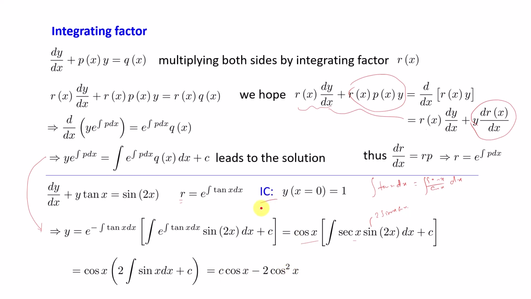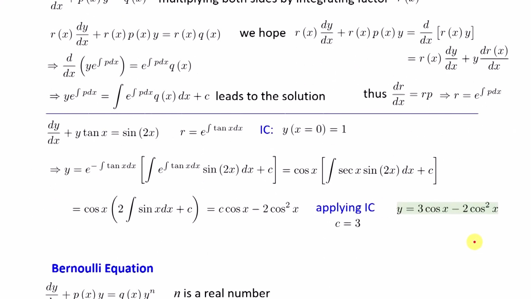Now you can apply the initial condition here and you get this c equals 3. Therefore, the solution of this equation comes out to be y equals 3 cos x minus 2 cos square x.